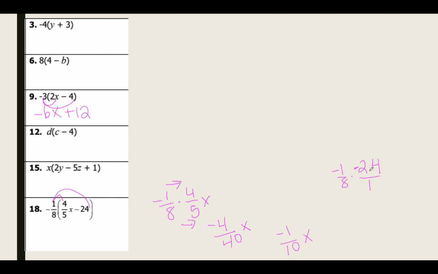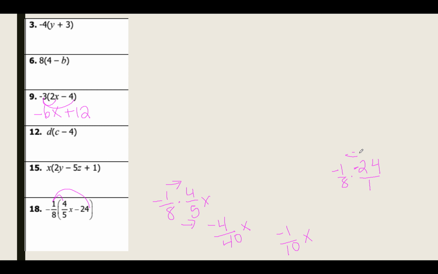Because really I can divide anything by 1 just like I can multiply anything by 1 without changing the value of it. So negative 24 divided by 1 is the same thing as negative 24. 3 divided by 1 is the same thing as 3. 17 divided by 1 is 17. X divided by 1 is x.